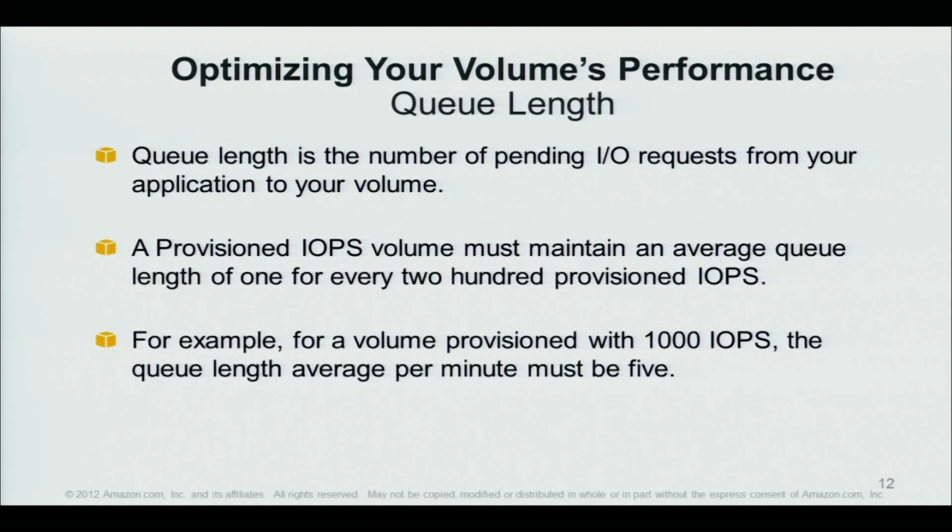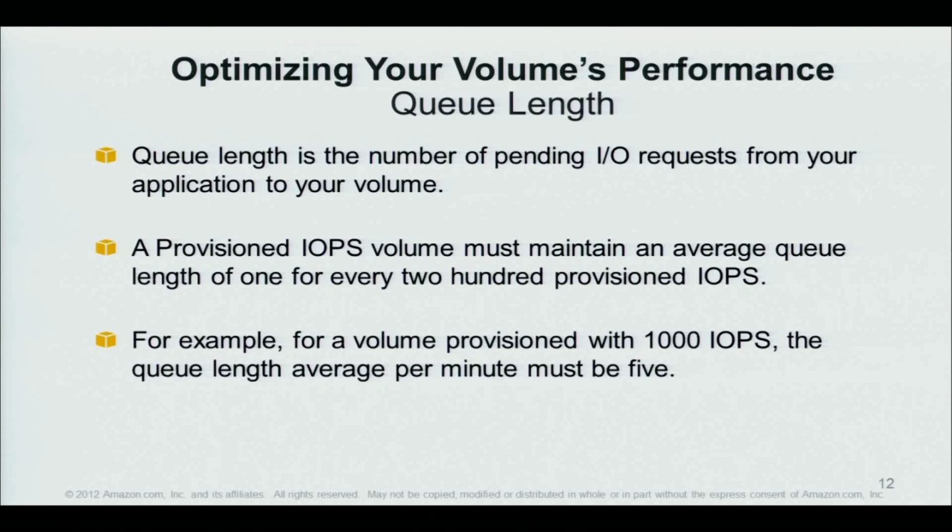Another thing to be aware of when utilizing provisioned IOPS volumes is to ensure that the queue length, or queue depth, meets the requirements of that volume. A queue length is the number of pending I/O requests from your application to your volume. Many times you can configure your database to the queue length that you need. A provisioned IOPS volume must maintain an average queue length of 1 for every 200 IOPS you provision. So for example, if you provisioned a volume for 1,000 IOPS, then you'd want to have a queue depth of, on average, 5 per minute. And again, you can use CloudWatch to monitor the queue depth.